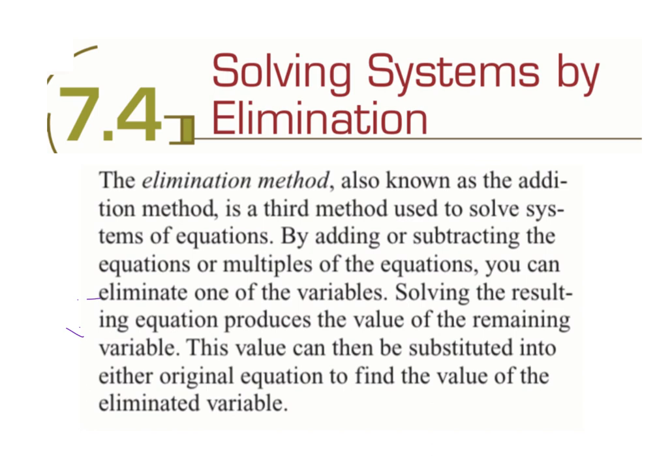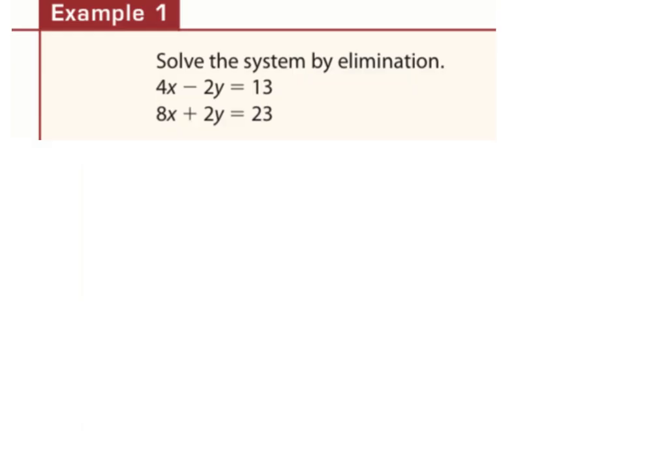All right. So the first one that they give us is example 1. In this example, you have 4x minus 2y equals 13 and 8x plus 2y equals 23. My whole goal is to add these two together in hopes that I will eliminate a variable. Before I even start, I'm going to check to see if that's going to work.